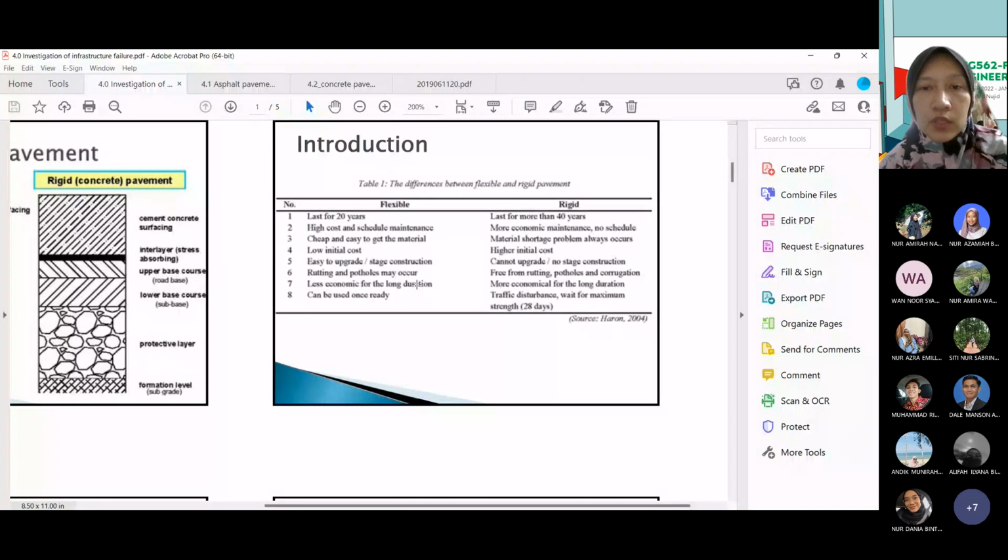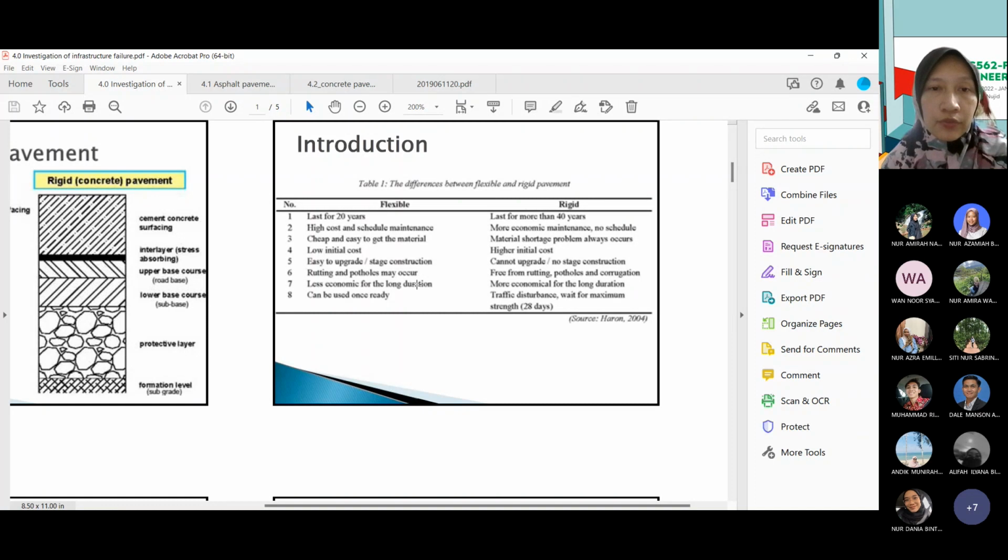For rigid pavement, the material shortage problem always occurs due to concrete production, or what we call here cement production. And the initial cost for flexible pavement is very low, for rigid pavement it is higher. And flexible pavement is easy to upgrade in part of the stage construction. However, rigid or concrete pavement cannot be upgraded, or we couldn't do any stage construction.